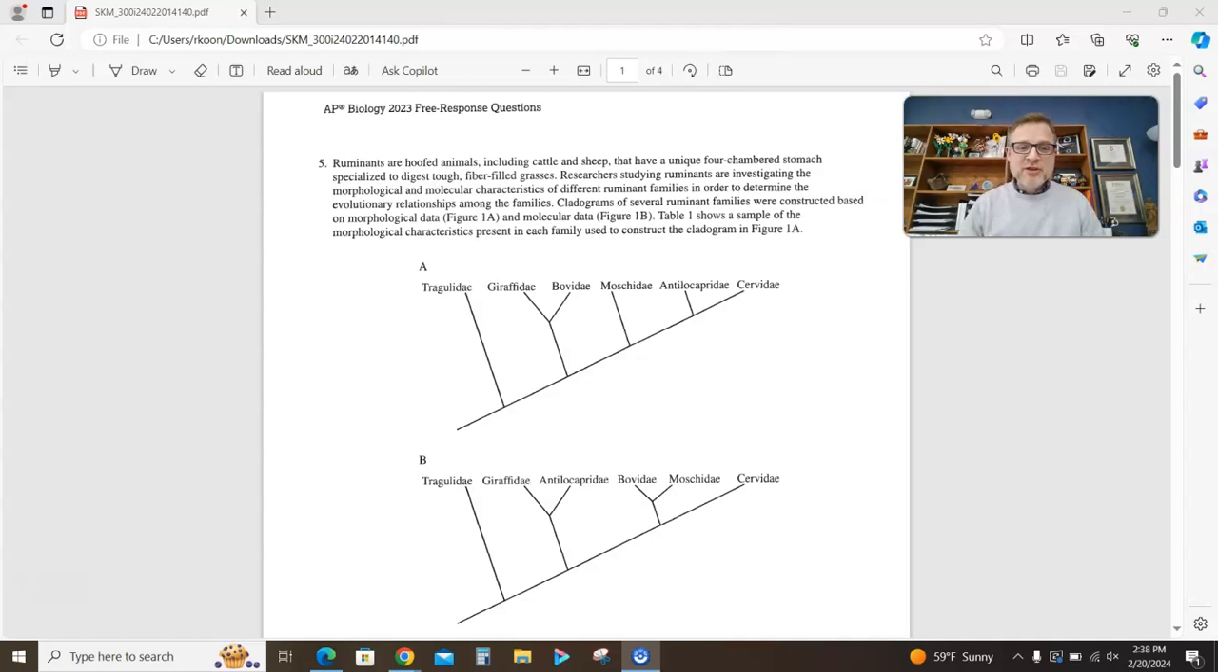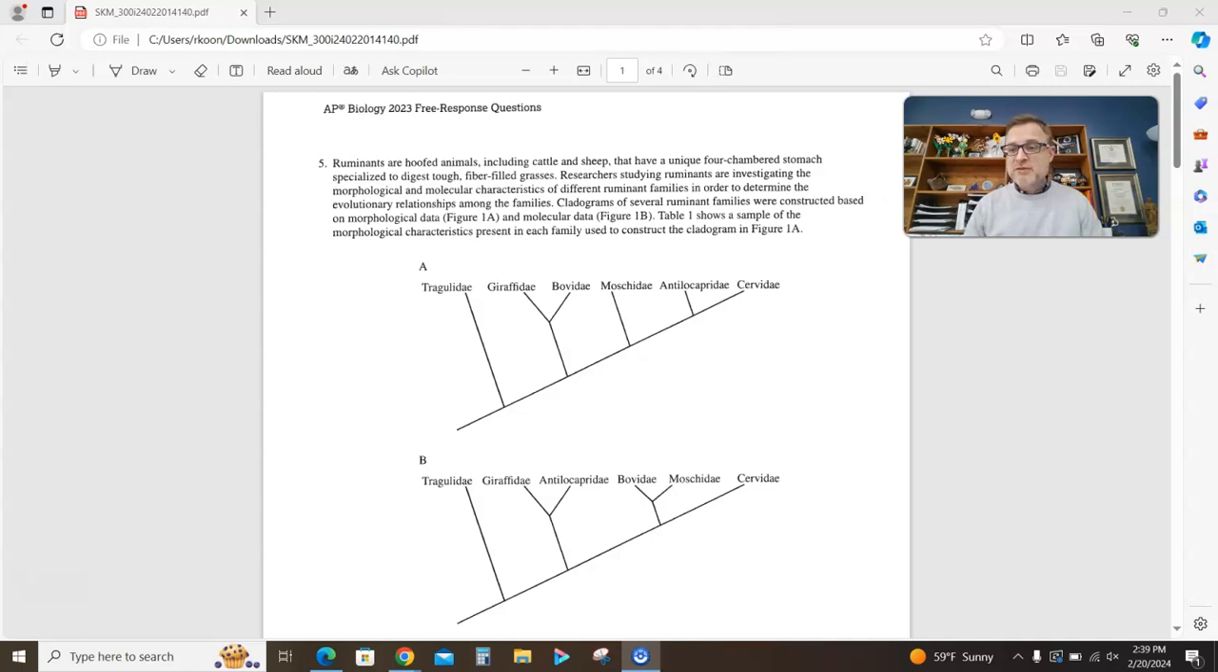Ruminants are hoofed animals, including cattle and sheep, that have a unique four-chambered stomach specialized to digest tough, fiber-filled grasses. Researchers studying ruminants are investigating the morphological and molecular characteristics of different ruminant families in order to determine the evolutionary relationships among the families. Cladograms of several ruminant families were constructed based on morphological data, which is Figure 1a, and molecular data, which is Figure 1b. Table 1 shows a sample of the morphological characteristics present in each family used to construct the cladogram in Figure 1a.